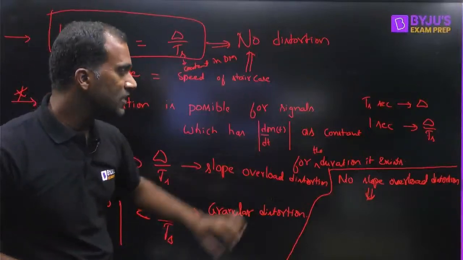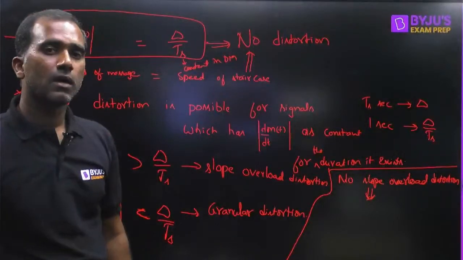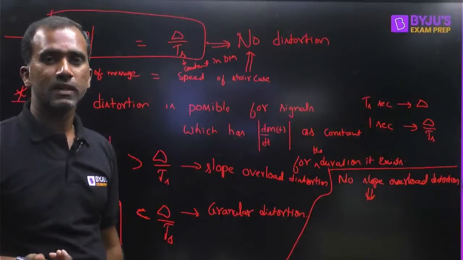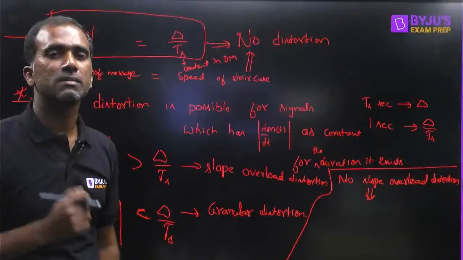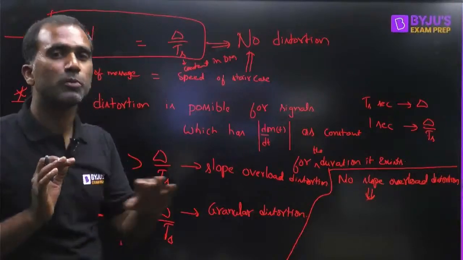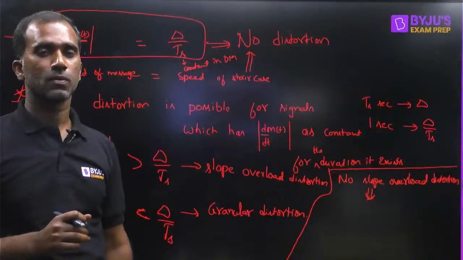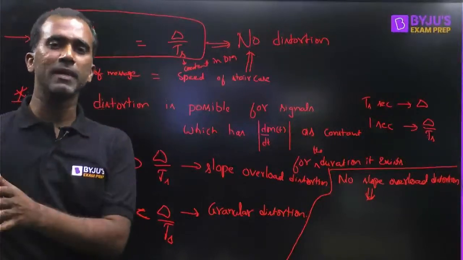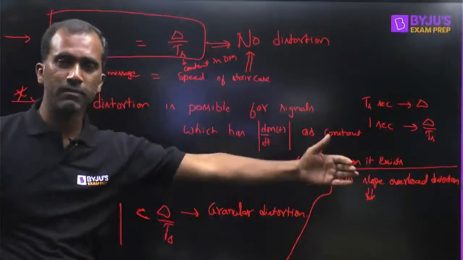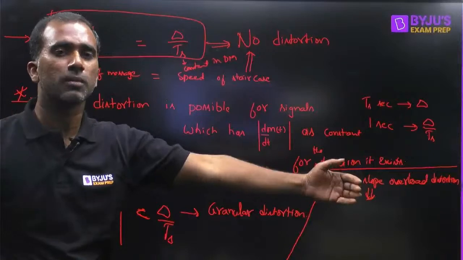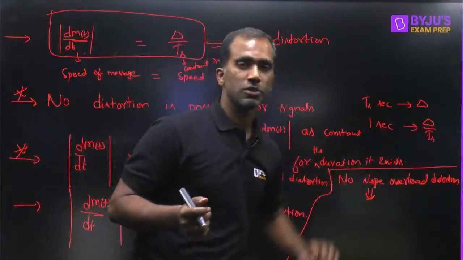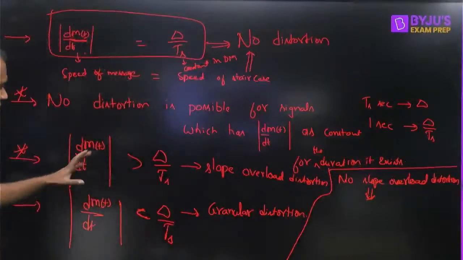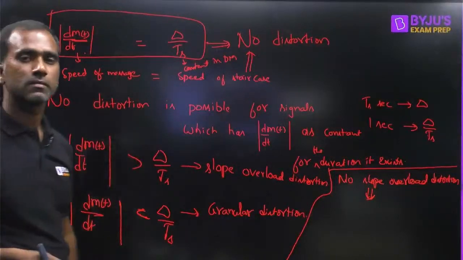There is one condition which says for some message signal, they'll give some message signal in the problem, and they'll say design the step size in such a manner that there is no slope overload distortion. Slope overload distortion should be completely eliminated at any point of time. Try to understand this. We want no slope overload distortion. When do we get slope overload distortion? When the message slope dominates.